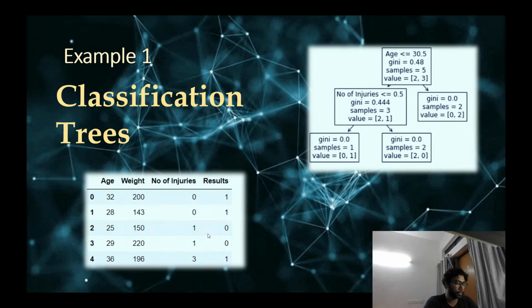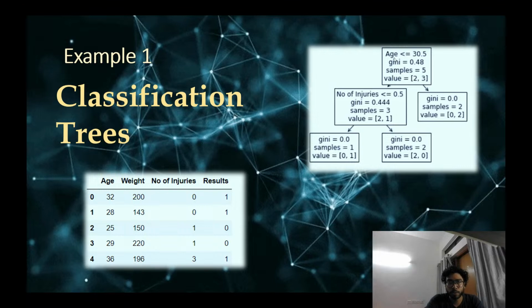So, you have to make a decision tree in which you give an input, any player's data, and the decision tree will tell you whether that person is selected or not, whether the result is 1 or 0, right? So that is the problem statement. Now, let's assume that you make this kind of a tree.